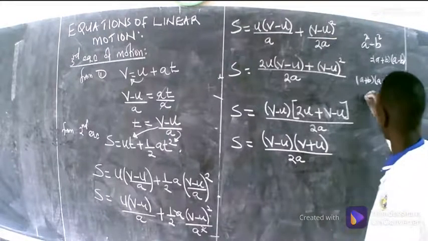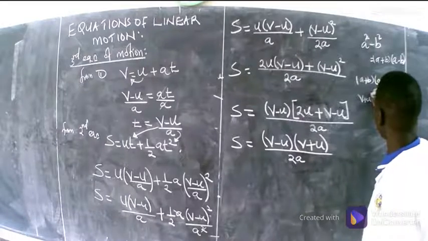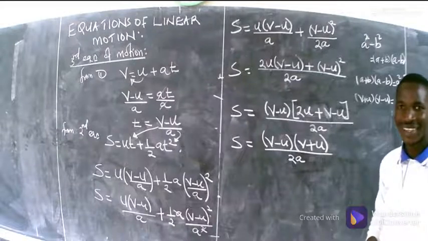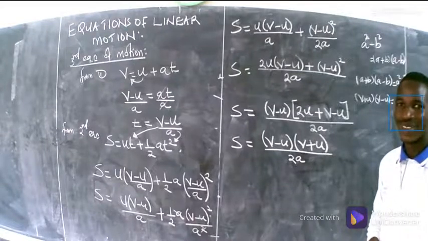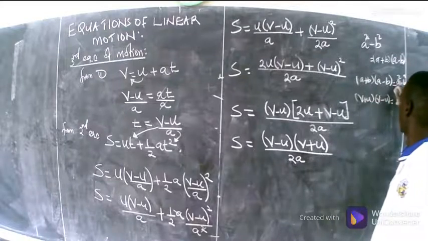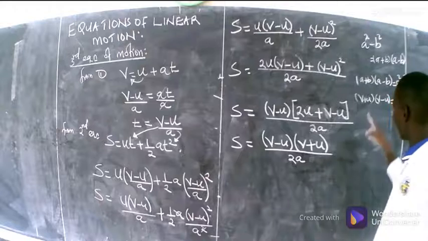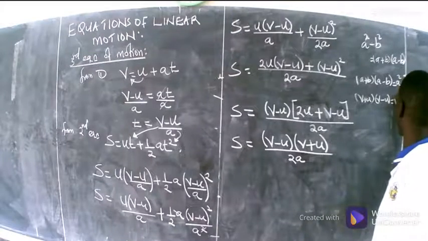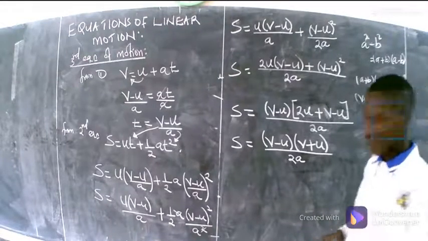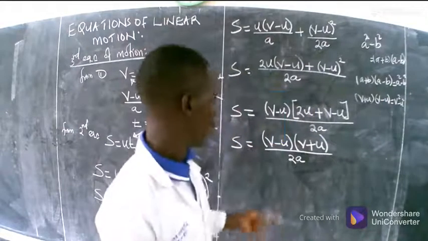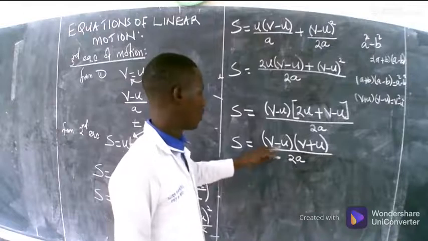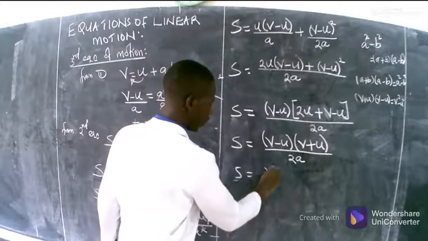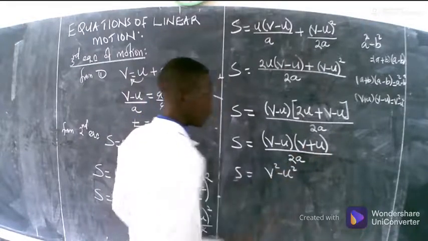What about if I have v plus u into v minus u? What is it equal to? Hello? What is it equal to? If a plus b into a minus b is a squared minus b squared, then what about v plus u into v minus u? It's the same as v squared minus u squared. Good. So this is difference between two squares. v minus u into v plus u is just the same as v squared minus u squared.